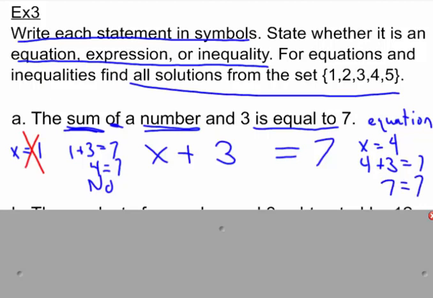Last one I should check is 5. Does 5 work? 5 plus 3 is 8. 8 does not equal 7. Therefore, 4 is the only solution out of that set that will work. So we say 4 is a solution there.